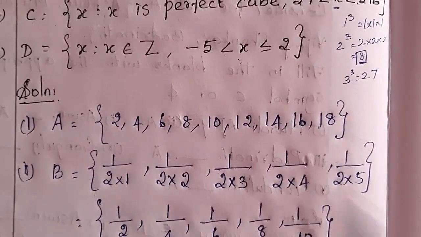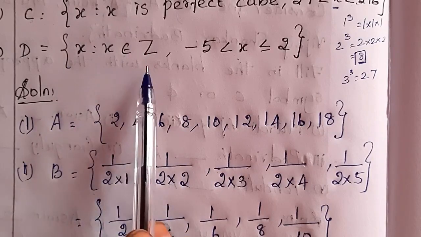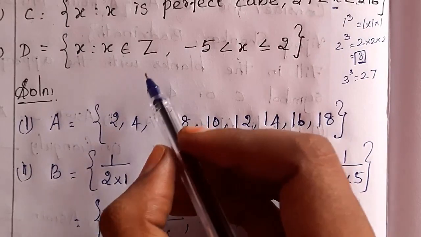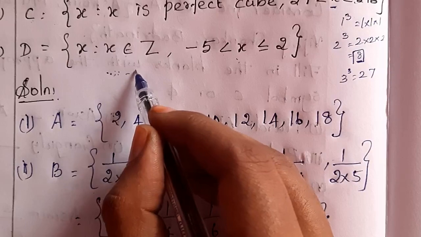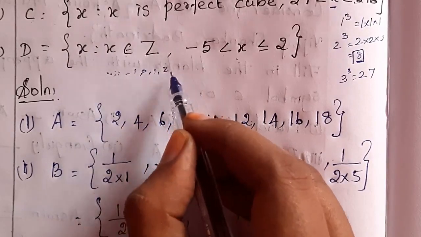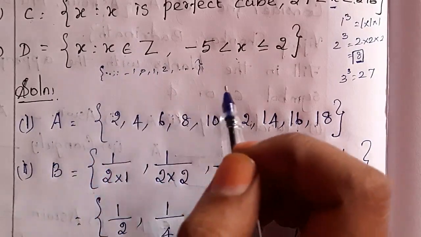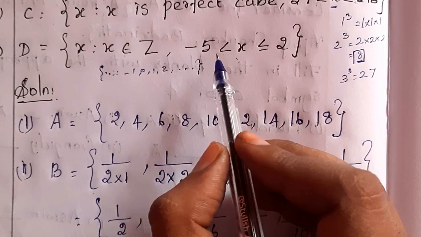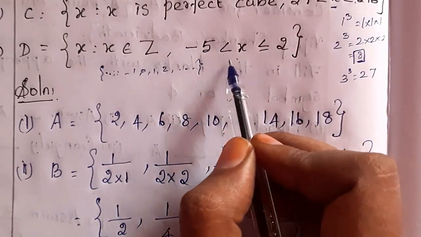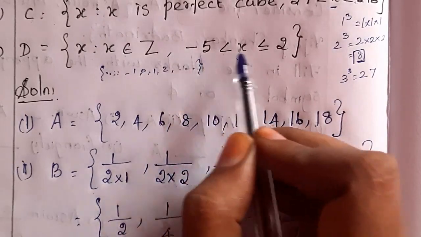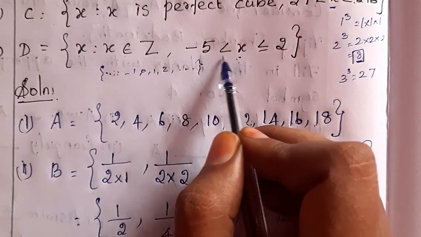Last one, D equal to set of all x such that x belongs to Z. Z means set of all integers. Integers means we have negative numbers and also positive numbers: minus 1, 0, 1, 2, etc. But our x value lies between minus 5 and 2. Do you need to choose minus 5? No need, because the equal to symbol is not here.